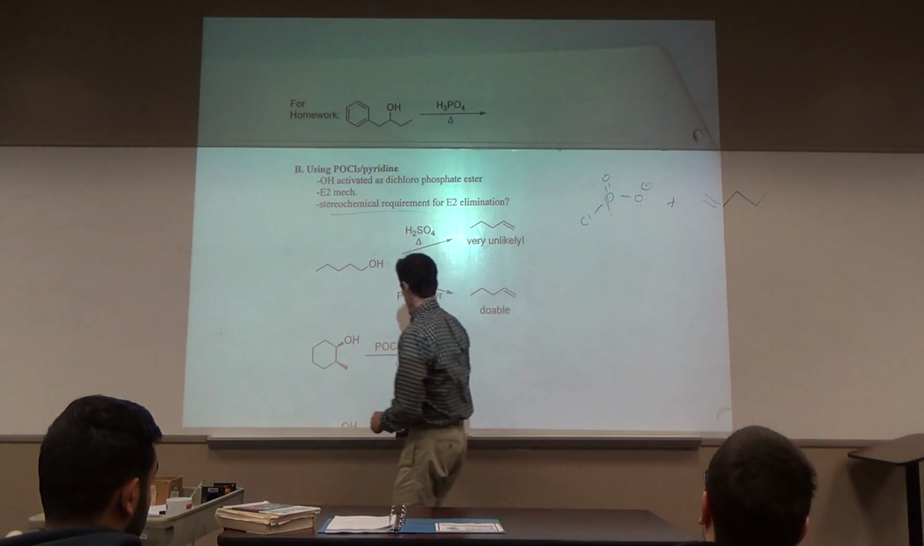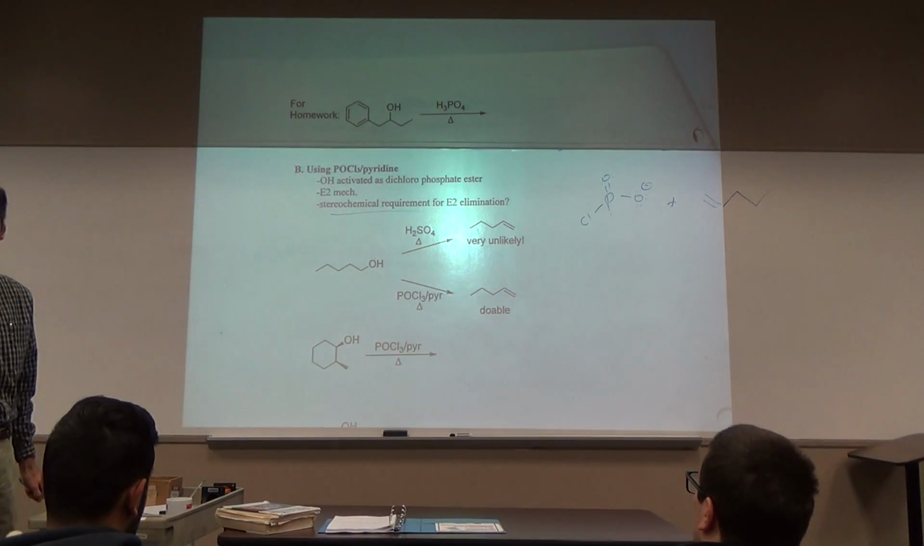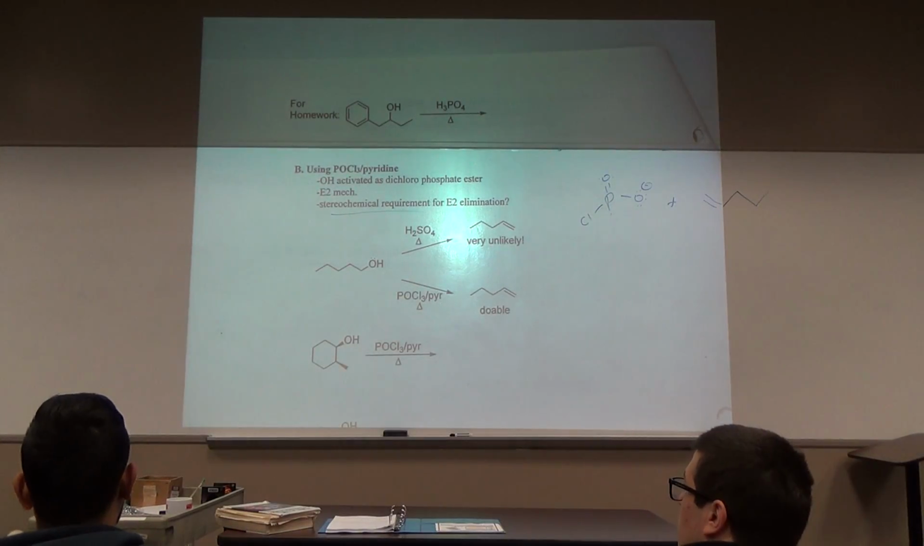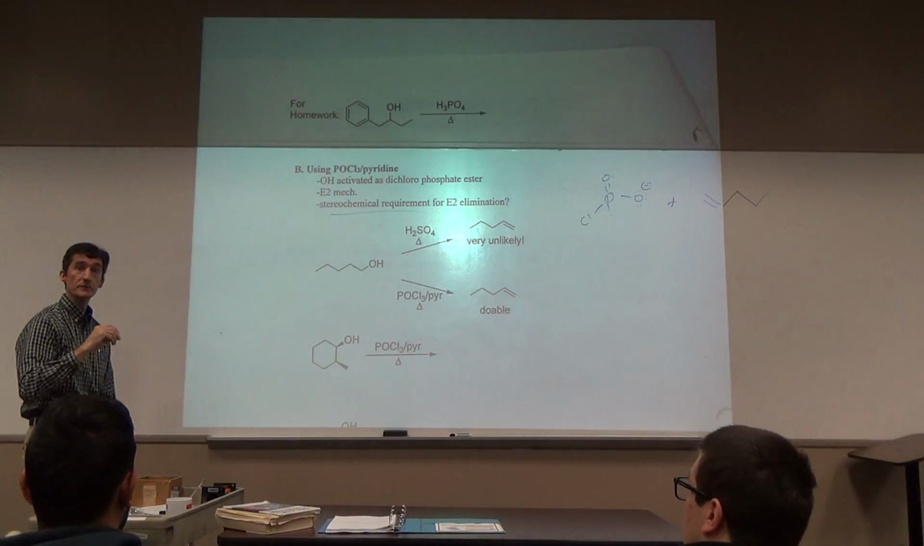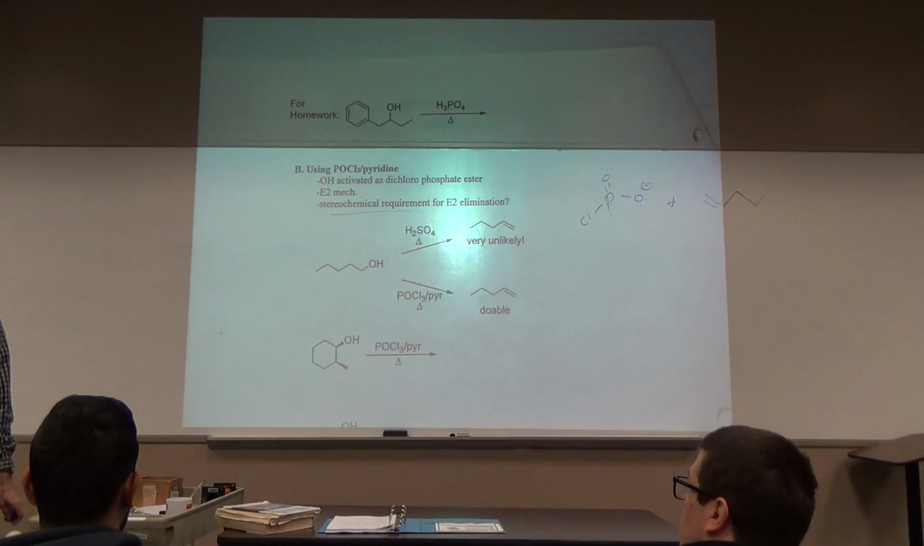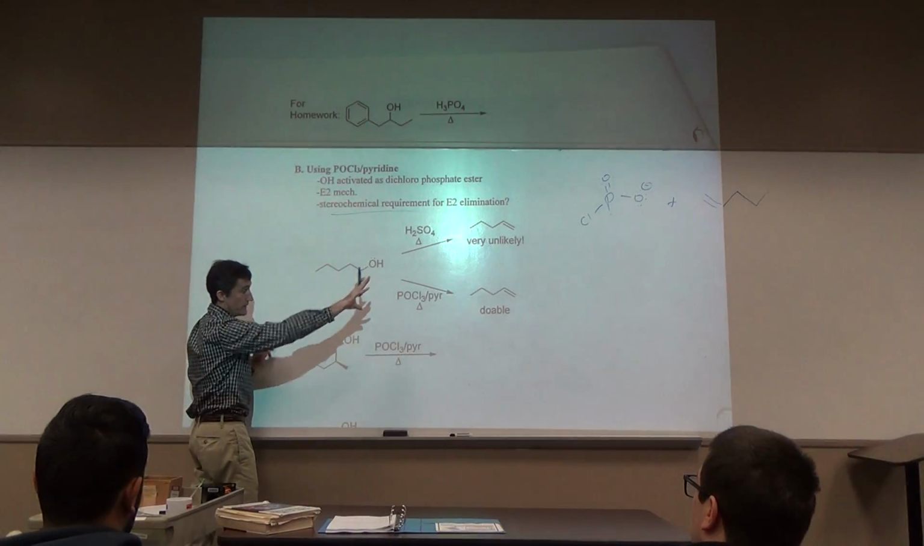All right. First off, for a no carbon, what does phosphorus pyridine do to an alcohol? Dehydrates, to make what? Alkene. Boom, there you go. There's your starting point. What mechanism is it? E2. Boom. Okay, now we can do it. You need to be able to do it.